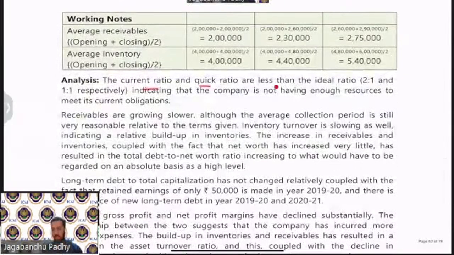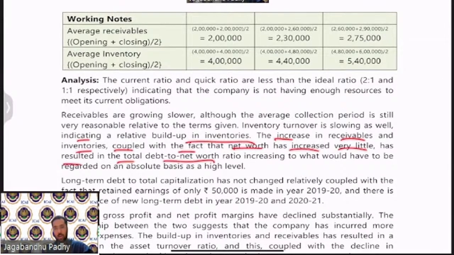So the current ratio and quick ratio are less than the ideal ratio. That's what we have identified, indicating that the company does not have enough resources to meet its obligations. Receivables are growing slower, although the average collection period is still very reasonable relative to the terms given. Inventory turnover is slowing as well, indicating a relative build-up in inventories. The increase in receivables and inventories, coupled with the fact that net worth has increased very little, has resulted in the total debt to net worth ratio increasing to what would have to be regarded, on an absolute basis, as a high level.